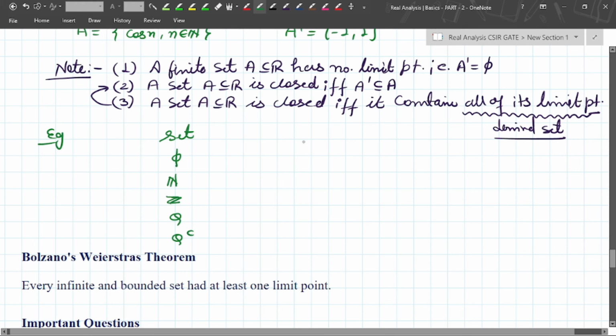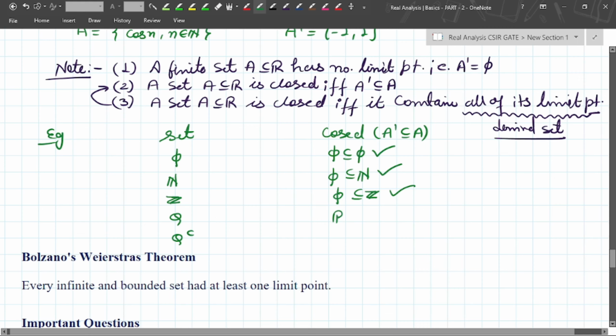Let's see, is it closed or not? It means, is A dash contained by A or not. So what is the derived set of phi? Phi is contained in phi, so it is closed, yes. What is the derived set of the natural numbers? It is phi. Phi is contained in the natural numbers, so it is closed, yes. Phi is contained in the integers, so it is a closed set.